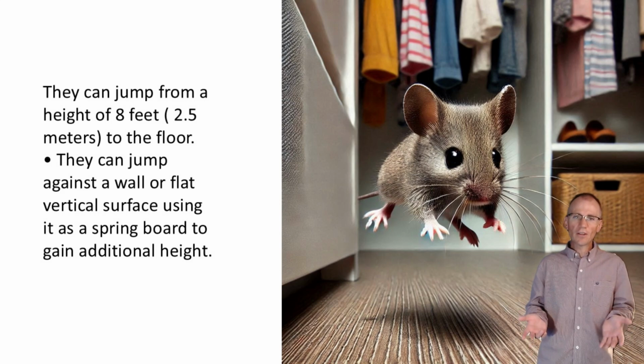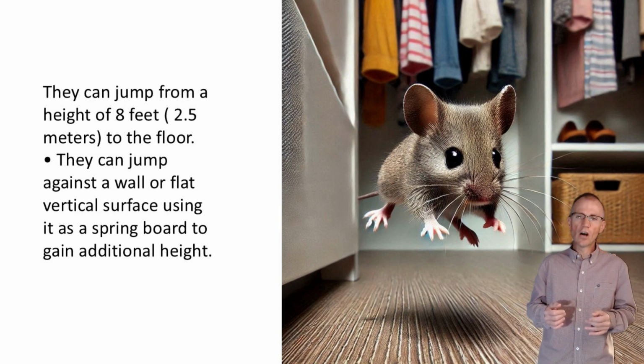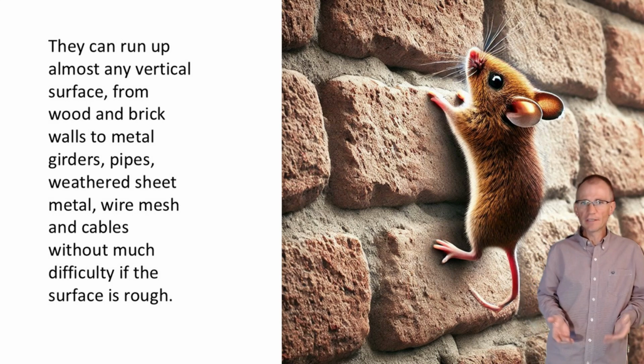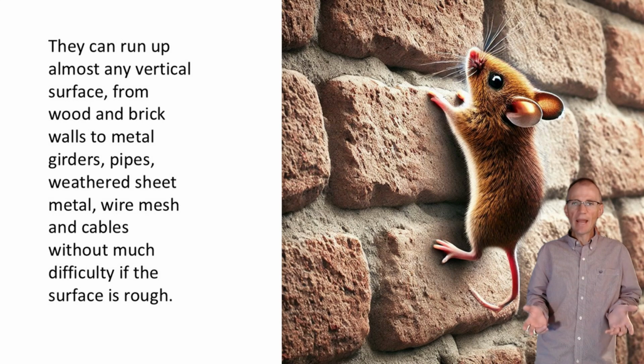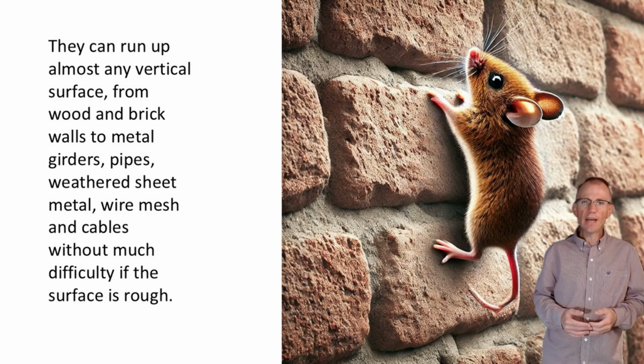So don't think they're just going to be at floor level. I keep saying that because it's a reality that a lot of technicians will miss mice on an inspection because they don't look up a little higher, because in their mind, mice are just scurrying along the floor. They can run up almost any vertical surface, from wood and brick walls to metal girders, pipes, weathered sheet metal, wire mesh, and cables without much difficulty if the surface is rough.